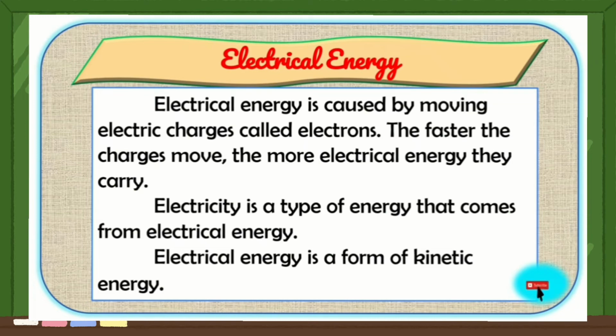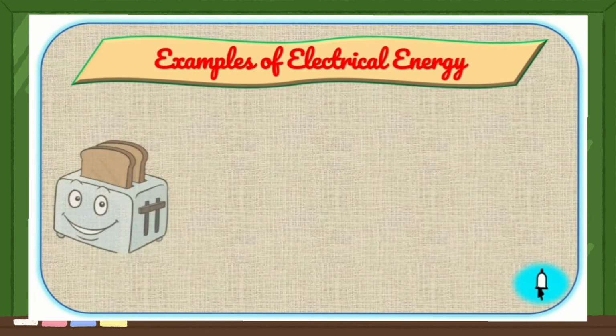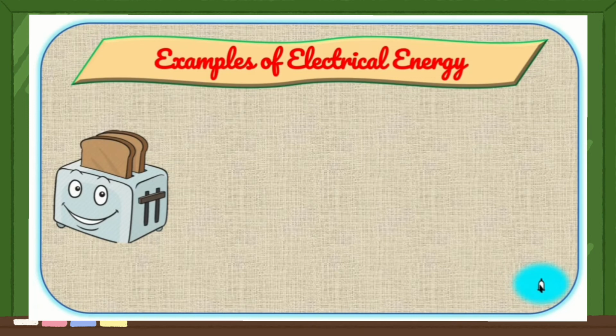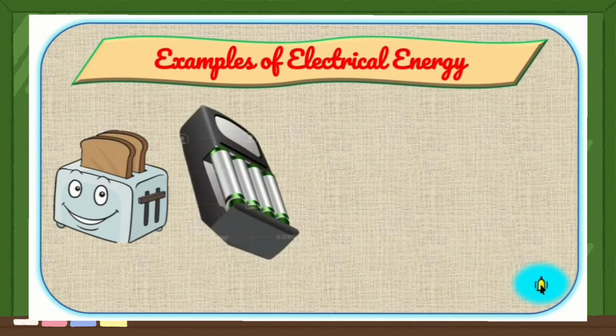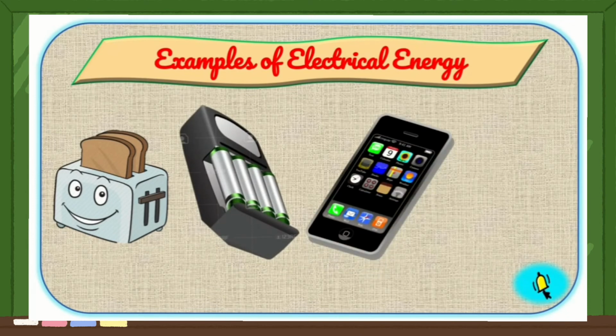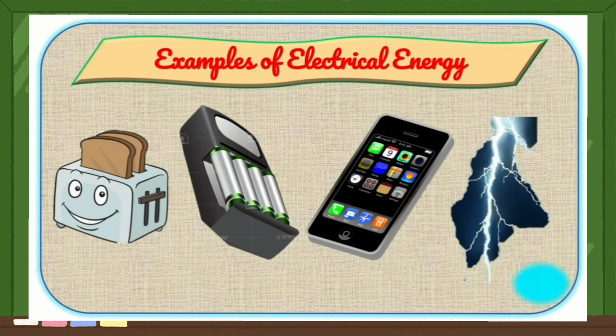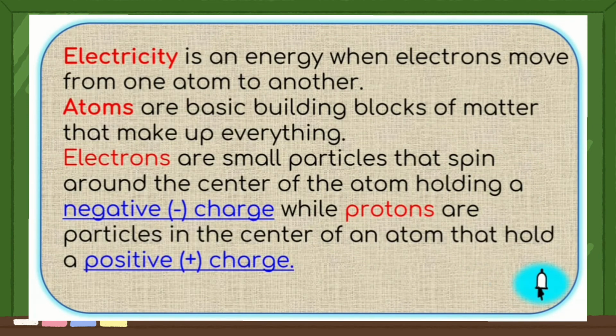So, what are the examples of this? We have toaster, kasi gagamit tayo ng pang-charge. Electricity. Okay, we have battery, yung rechargeable battery. We have cell phones. And we have lightning bolt. So, kuryente din po kasi iyan. So, electricity is an energy when electrons move from one atom to another. Kaya po ito tinawag na kinetic energy. So, atoms are basic building blocks of matter that make up everything.